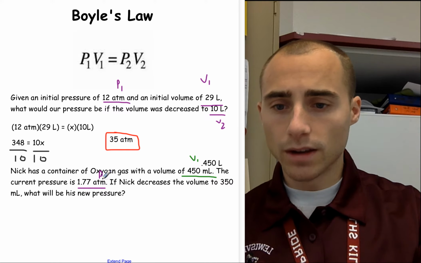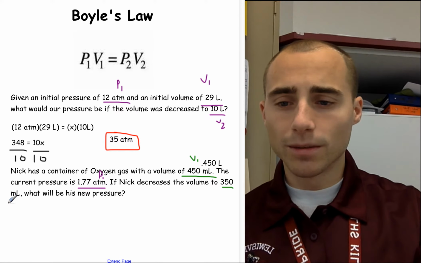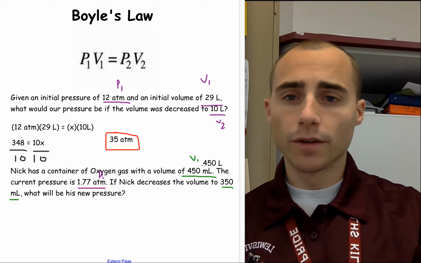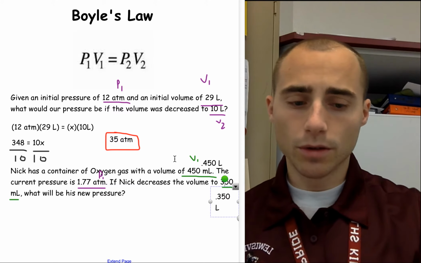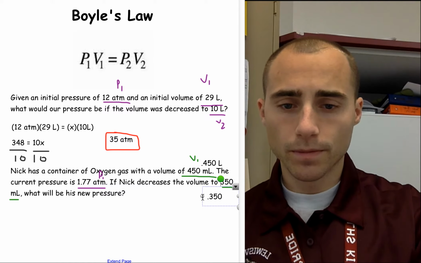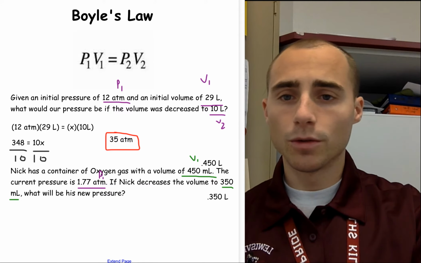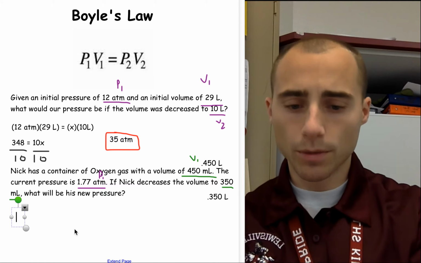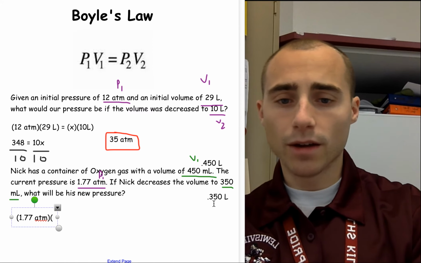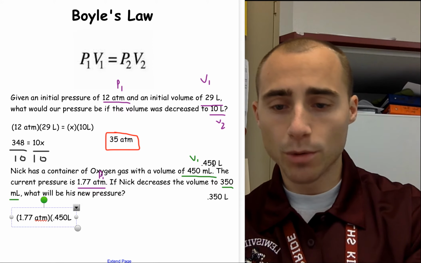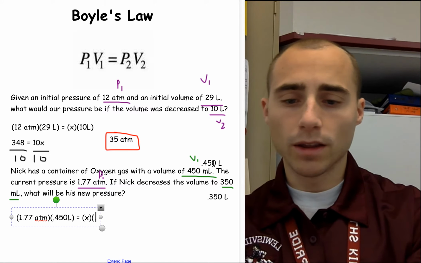If Nick decreases the volume to 350 milliliters, so we're back to volume, that's going to be our volume 2. Again, it's in milliliters, so if we convert that into liters, this is going to be 0.350 liters. And that's going to be our V2. What will be his new pressure? So we're solving for P2. Let's set up our equation. Our P1 is 1.77 atm, multiplied by our V1, which we just shifted to liters, so it's 0.450 liters. That's going to equal X, because we don't know our P2, multiplied by 0.350.